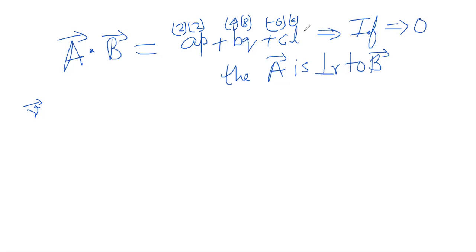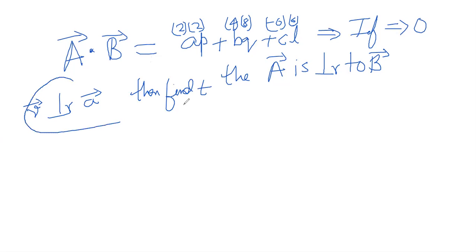Now coming to our question. V bar is perpendicular to A bar. That's what is given in the question: the time after which velocity and acceleration vectors become perpendicular to each other. So V bar is perpendicular to A bar, then find T. The question has to be understood this way.